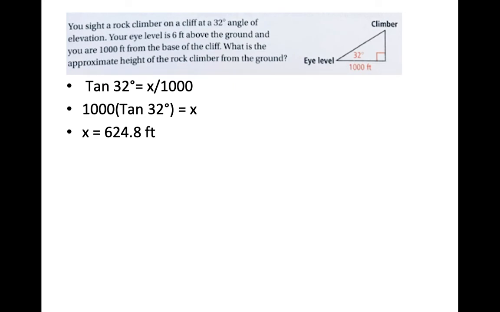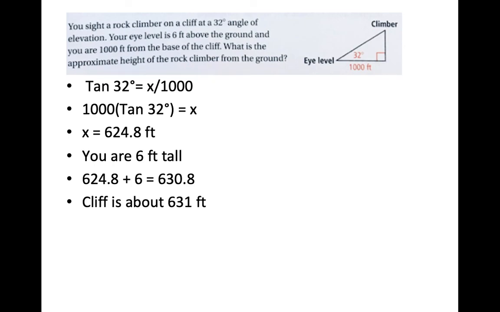But that's not what they want. The problem says the distance from the rock climber to the ground. You are an additional 6 feet. So we're going to add that additional 6 feet between your eye level and the ground, and it's going to be 624.8 plus 6, which will give us about 630.8 feet, which rounds out to about 631 feet. So that is the height of our cliff.